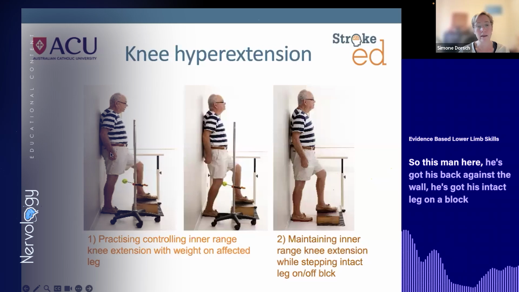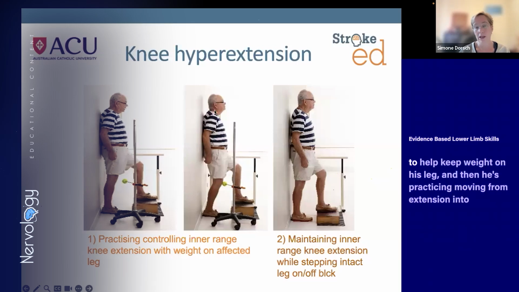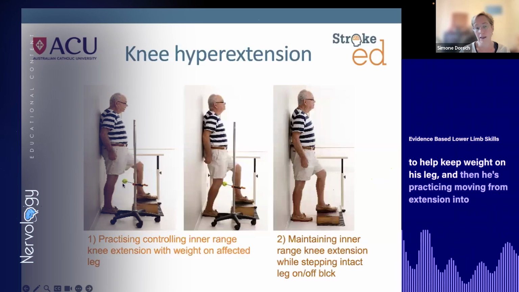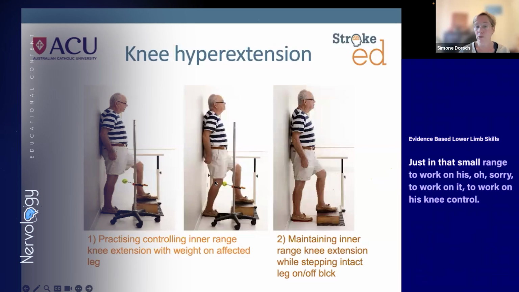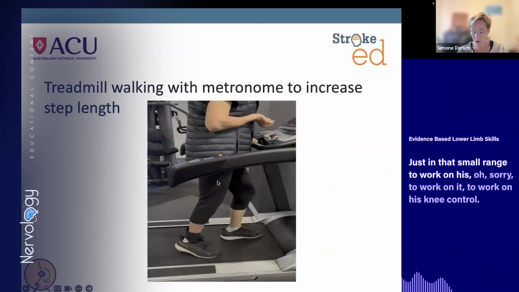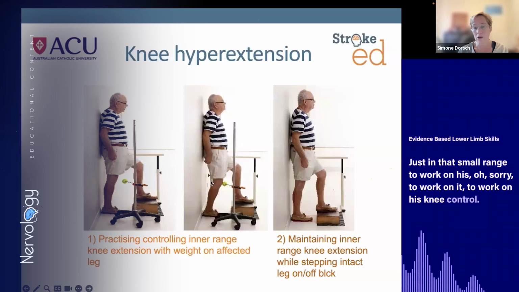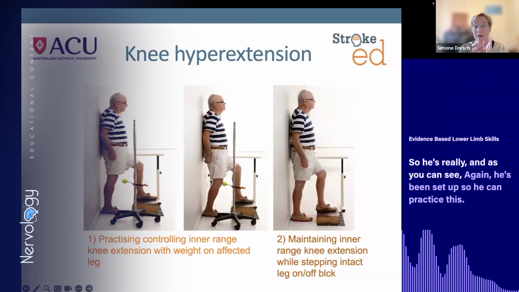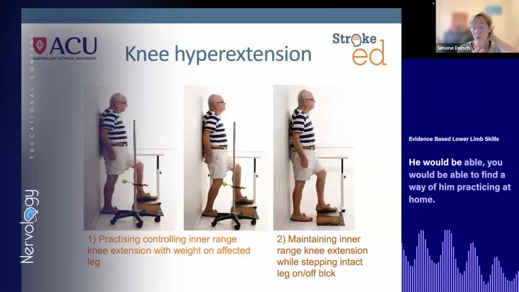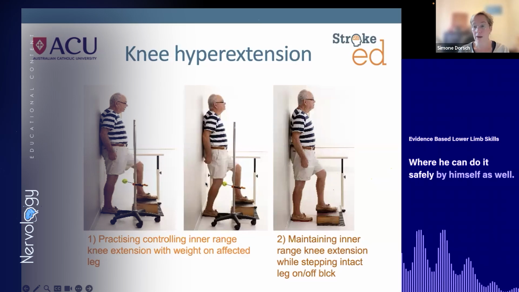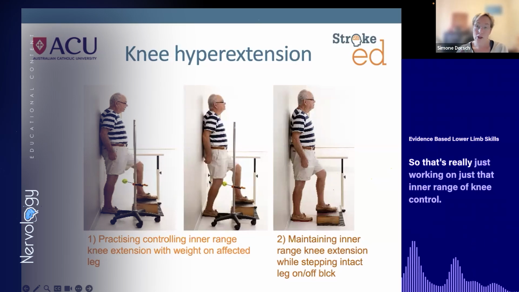So this man here has got his back against the wall. He's got his intact leg on a block to help keep weight on his leg. And then he's practicing moving from extension into flexion just in that small range to work on his knee control. You can see, again, he's been set up so he can practice this. This man's at home. You would be able to find a way of him practicing at home where he can do it safely by himself as well. So that's really just working on that inner range of knee control.